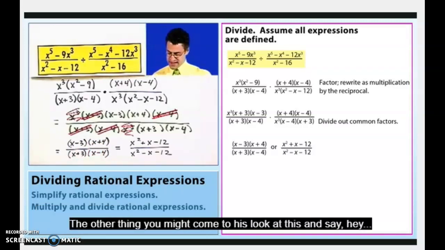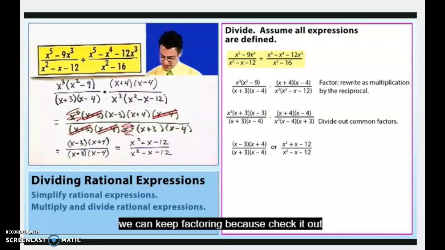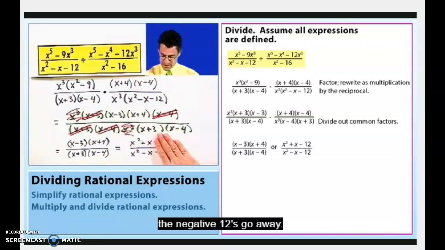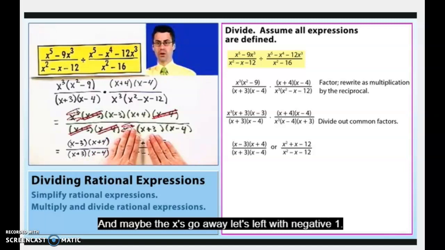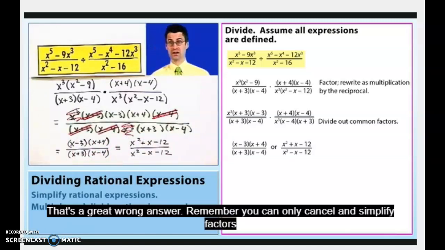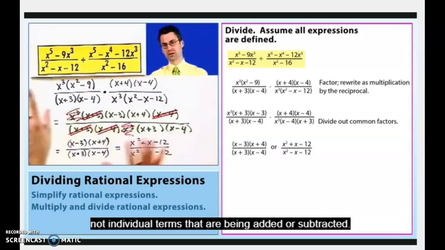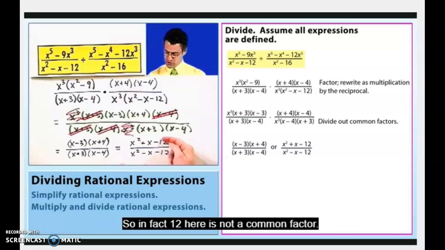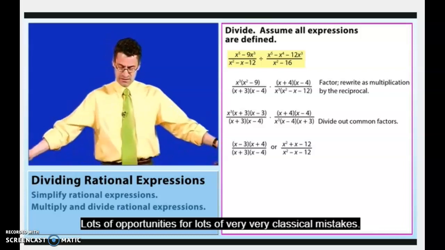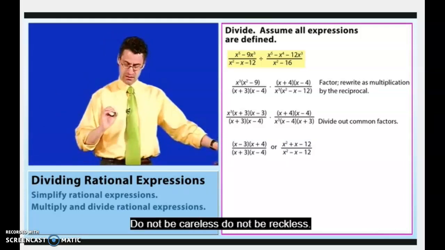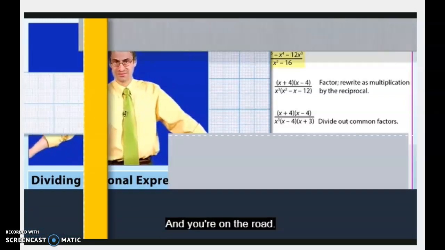The other thing you might come to is look at this and say, hey, we can keep factoring, because check it out. The negative 12s go away. And the x squareds go away. And maybe the x's go away. You're left with negative 1. That's a great wrong answer. Remember, you can only cancel and simplify factors, not individual terms that are being added or subtracted. So 12 here is not a common factor. It's a thing that I'm subtracting from the top and subtracting from the bottom. Can't cancel it away. Lots of opportunities for very classical mistakes. Just be careful. Do not be careless. Do not be reckless. And you're on the road.